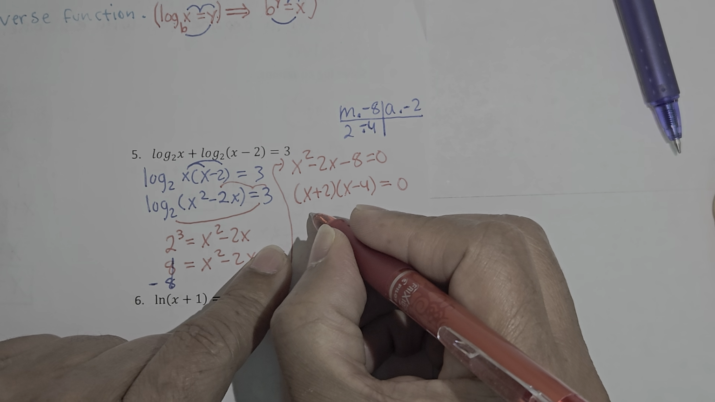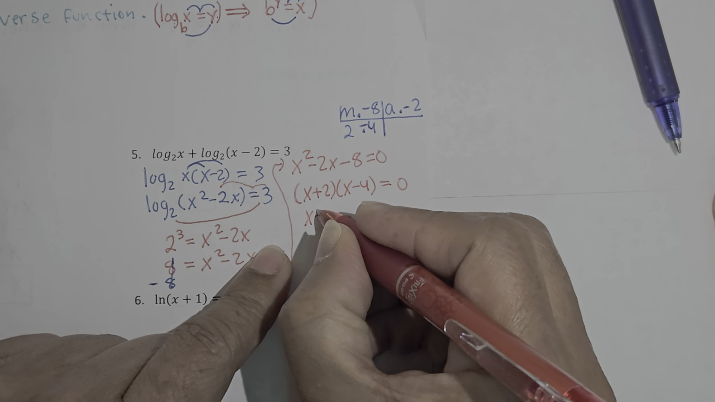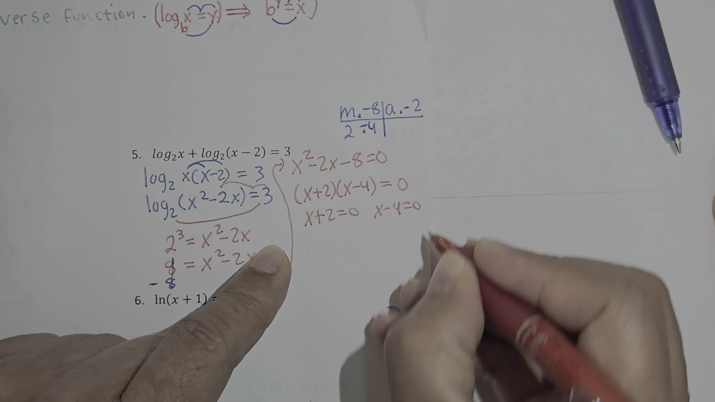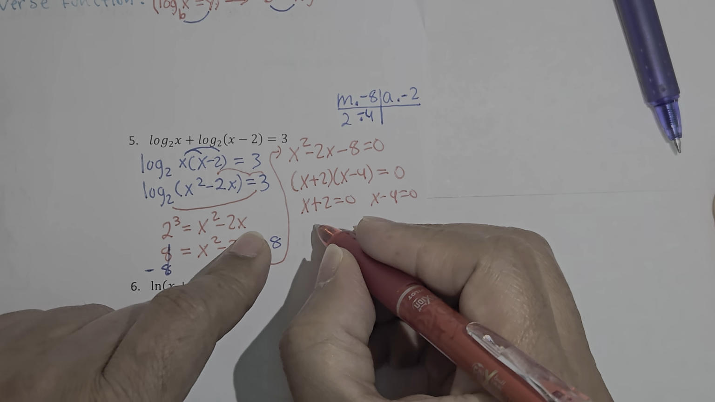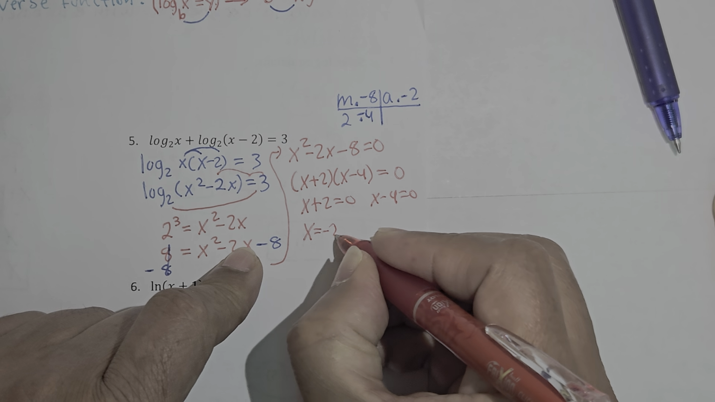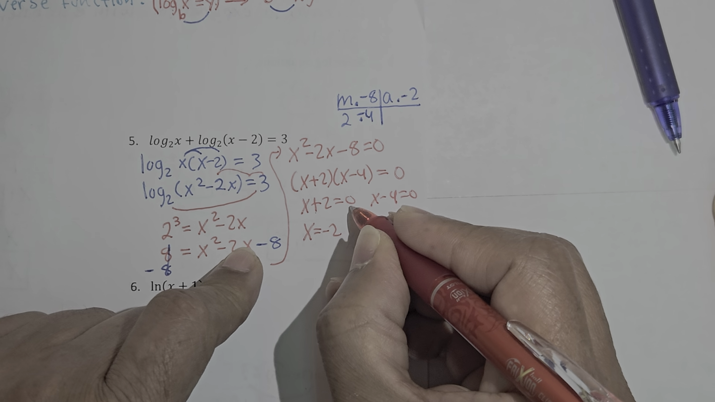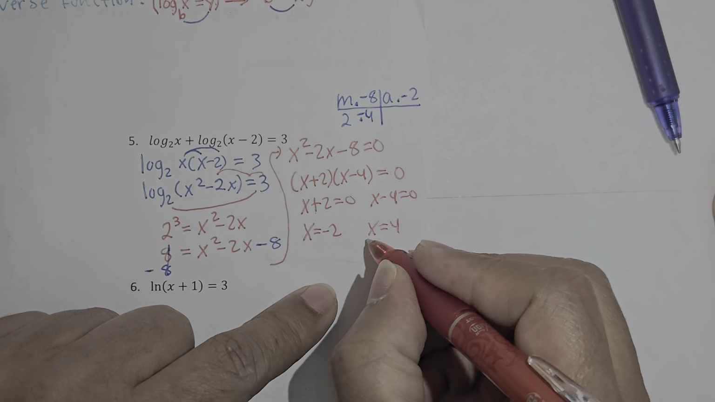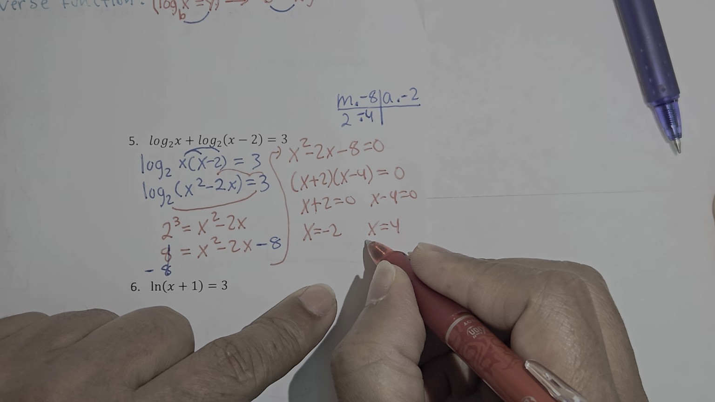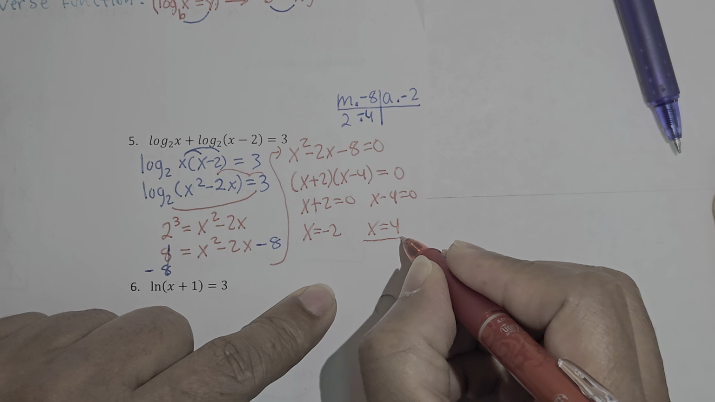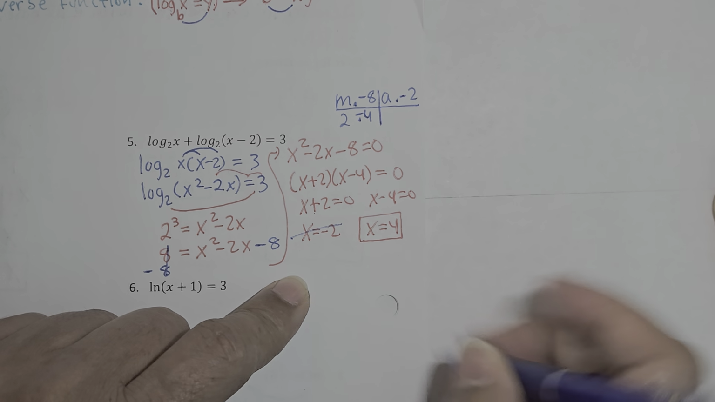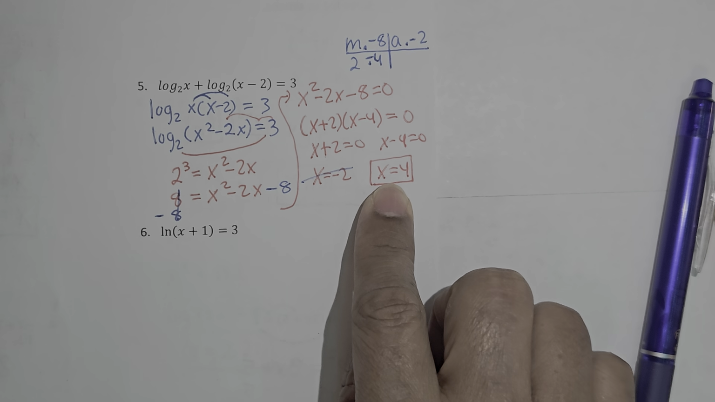Then set each factor equal to 0. So x plus 2 equals 0, and the other is x minus 4 equals 0. For this one, we solve for x. We find that x equals negative 2 because we just subtract 2 from both sides. And for this one, add 4, so x equals 4. Also, don't forget with logs, we cannot have negative numbers. They are not in the domain. And also 0 is not in the domain of logs. So this one, I'm going to cross it out. So this is the solution to this equation.